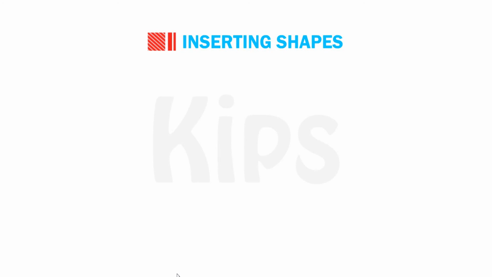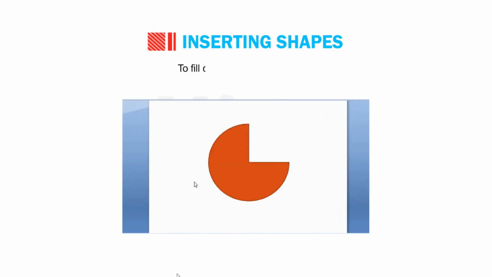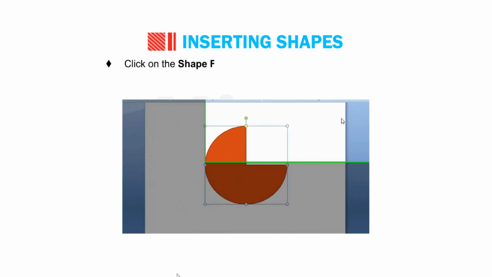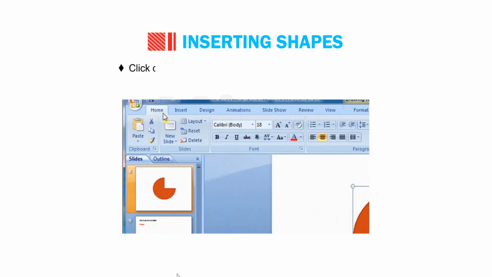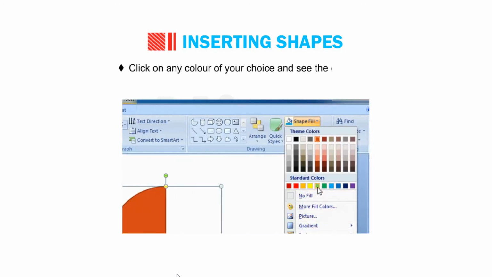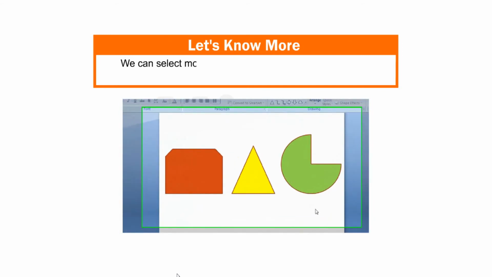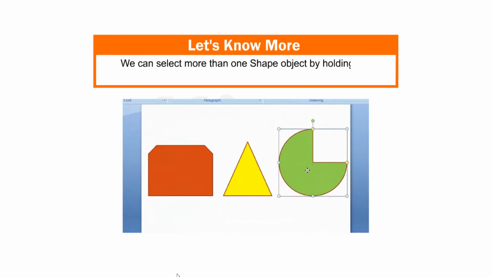And let me tell you more about shapes. To fill color in a shape object, select any shape object. Click on the Shape Fill button in the Drawing group on the Home tab. Click on any color of your choice and see the change. Students, let me share an interesting fact. We can select more than one shape object by holding the Shift key and clicking on the required object.